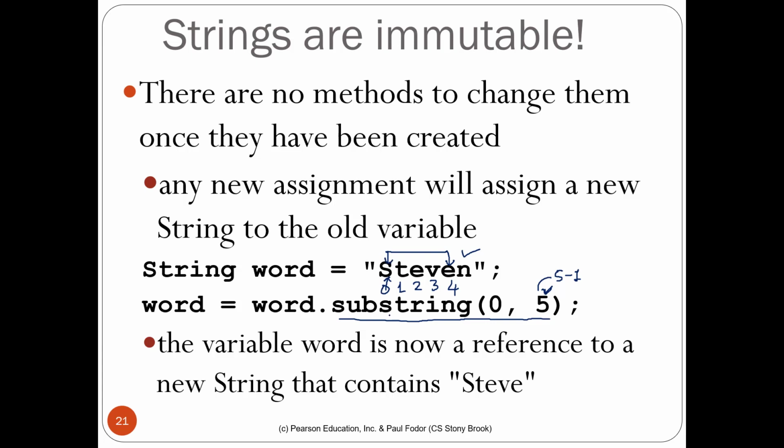So this substring will return Steve, but when you do word.substring, a new string is created. A new string with the value Steve will be created at a different location, and that is returned to word. The original string that we had, which was Steven, still exists somewhere. So the variable word is now a reference to a new string that contains Steve.